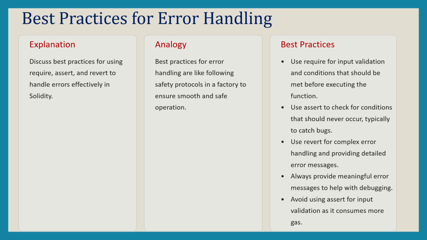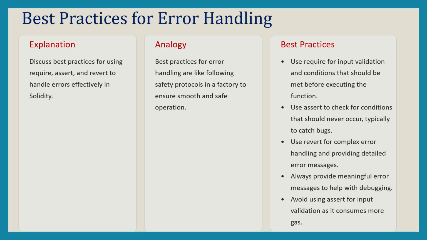So the best practices: use require for input validation and conditions that should be met before executing the function. Use assert to check for conditions that should never occur, typically to catch bugs. Use revert for complex error handling and providing detailed error messages. Always provide meaningful error messages to help with debugging. Do not use assert for input validation as it consumes more gas. So these are best practices that have been suggested. You always have a set of recommended practices to follow, right?